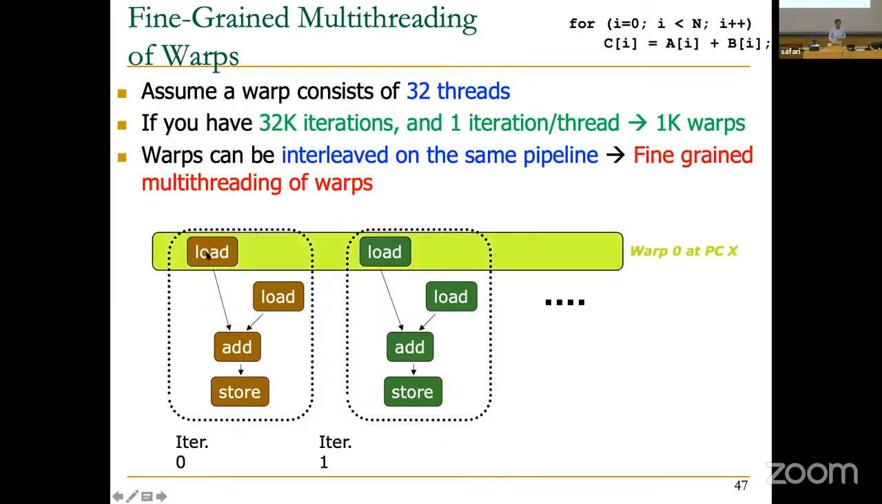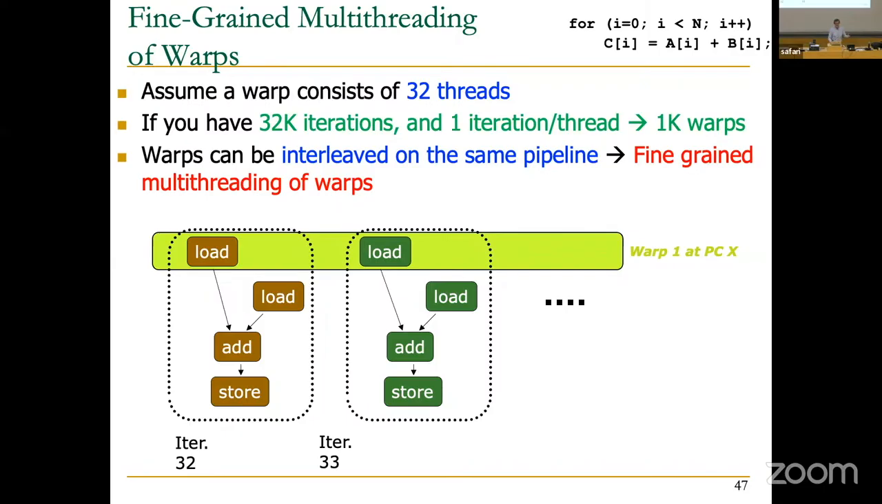So this is warp 0 at PC X, for example. That's the PC of the load, the program counter of the load. This is iteration 0 executed by one unit over here. Iteration 1 is executed by another unit. So basically you execute 32 iterations concurrently, 32 of these loads in different iterations. Then you may fetch warp 1 at PC X. This actually executes iterations 32, 33, up to 63. Fine. I'm going to show you the fine-grained multithreading of these soon.